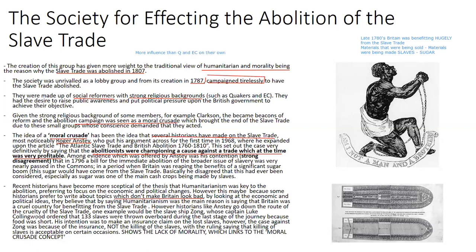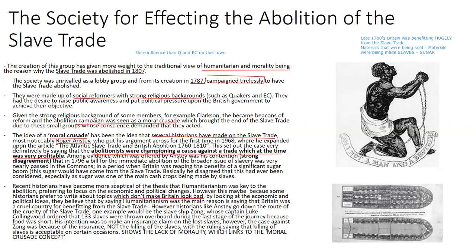If it wasn't for humanitarianism, Anstey is suggesting that the people such as the Society for Effecting the Abolition of the Slave Trade, if they weren't putting the harsh message across, then people might never have known about the slave trade. People might not have known about the inhumanity of the slave trade. Because don't forget, around 1785 onwards, there was still a lot going on in other countries, for example, France. So it was important to keep this at the forefront of people's ideas.